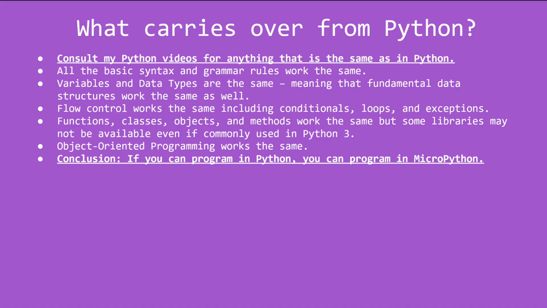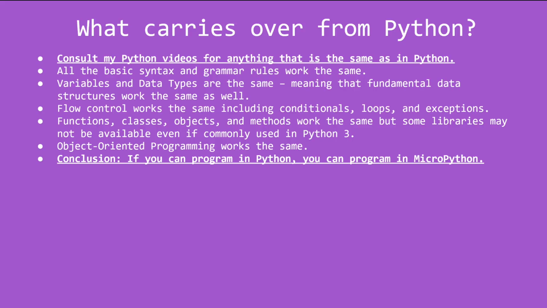So what carries over from Python? Well, pretty much most of everything does. Very relatively few exceptions. So I'm not going to cover everything again. Just check out my Python videos for everything about Python. All the basic syntax and grammar rules pretty much work the same. Variables, data types the same. So all the fundamental data structures work the same. Flow control, conditionals, loops, exceptions, functions, classes, objects, methods, everything.